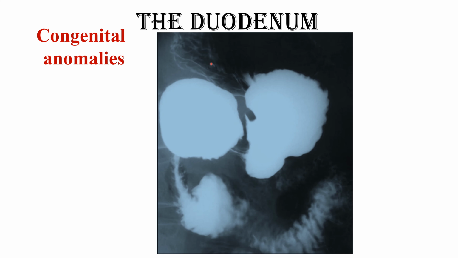We will show two types of anomalies of the duodenum. The one which we are looking at is the barium meal, showing an annular pancreas around the middle part of the second part of the duodenum, leading to very much narrowing of the second part of the duodenum. That is what we call the annular pancreas.